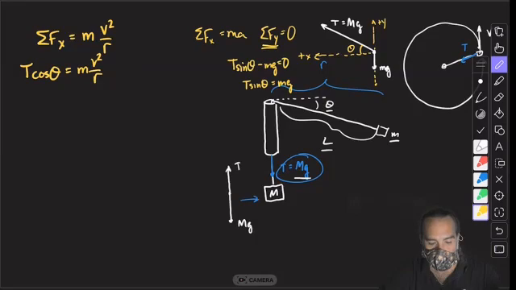Since the tensions have to be equal to each other, the tension equals big Mg. Okay, so you're replacing big Mg with tension. Good.